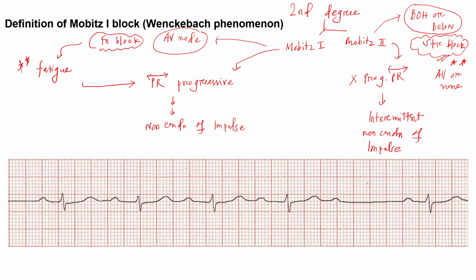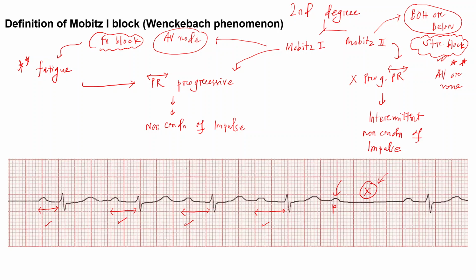Let's see the ECGs, this below ECG you can see here. This is the PR interval here. This is the PR interval here. This is the PR interval here. This is the PR interval here. And next you can see there is a P wave. Of course there is a P wave, but there is no QRS. As you can see here, this PR interval, this PR interval, this PR interval, this PR interval, you can see there is a gradual prolongation, and ultimately there is a non-conduction of impulse.